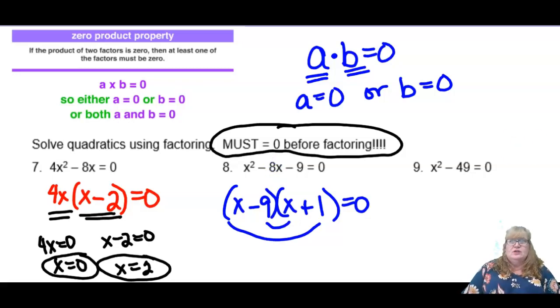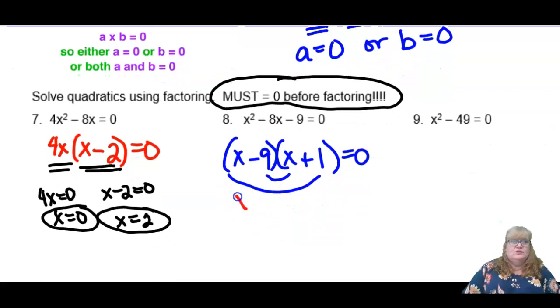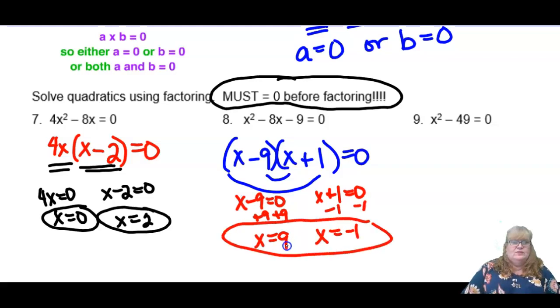All right, then to solve, we just need to set each piece equal to 0. x minus 9 equals 0. Add 9, x equals 9. x plus 1 equals 0. Subtract 1, we get x equals negative 1. Either one of those solutions will work.